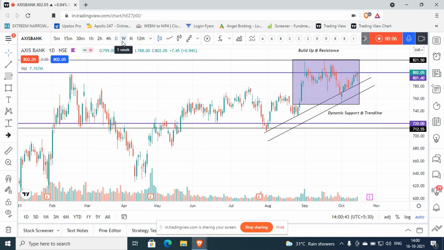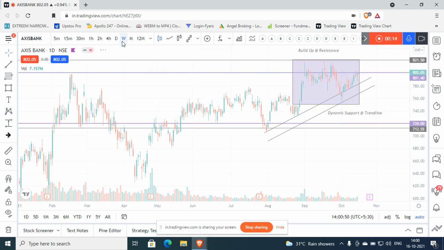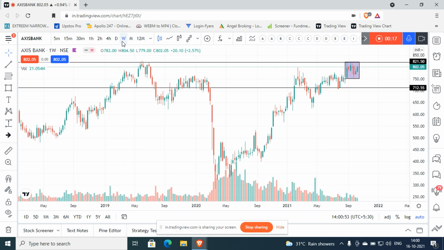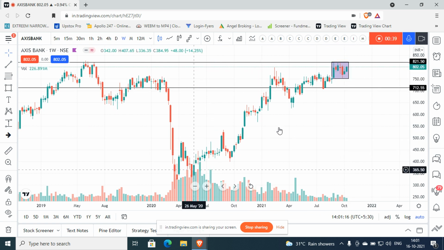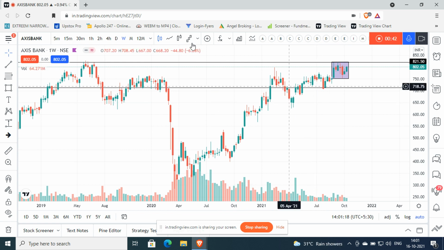Today we are going to analyze how to enter before the breakout. We have taken Axis Bank. Axis Bank, the support and resistance has been plotted in black for the weekly time frame. And you see here it was a buildup for the last 7 weeks, and the trend of the weekly was in the uptrend.